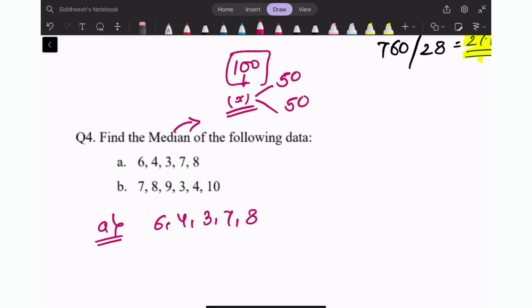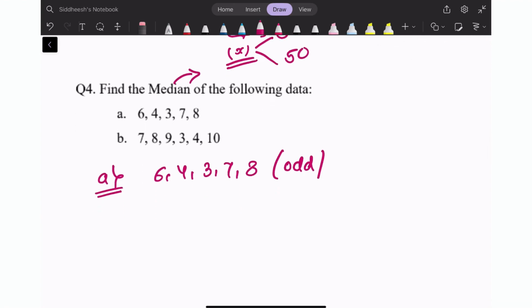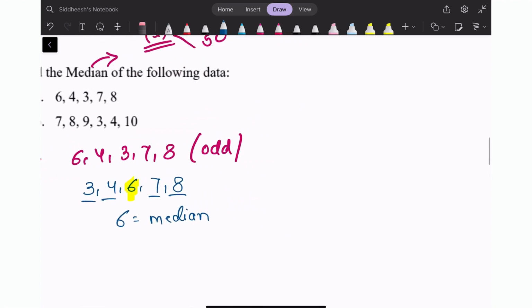So this is an odd number. Why odd? We are having 5 observations. The first step in the case of median is to arrange the data in ascending order, from low to high. So 3, 4, 6, 7 and 8. Now we need to find the middle value. So 1, 1, 2, 2. We got 6. So 6 is your median. Now suppose you are having even data.